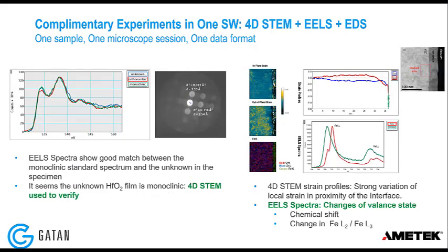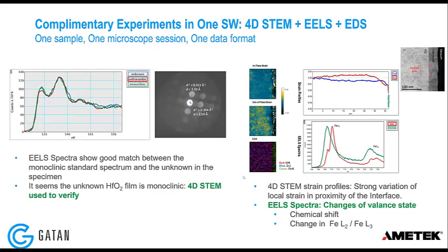A couple of other things to point out is you can also do other types of experiments with Gatan equipment on the same sample at the same microscope session. So you can collect different types of data sets to complement the experiment that you're running. You can, for example, start with spectroscopy, if you have a spectrometer, and then validate your results using 4D STEM. So that is shown in the example here on the left-hand side. Or you can go the other way around.